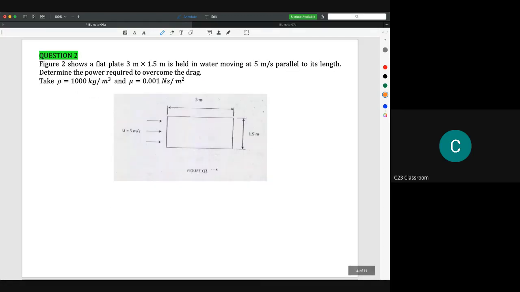So let's see another question. So let's say figure 2 shows a flat plate 3 meters long times 1.5 meters wide, moving at 5 meters per second parallel to its length. Determine the power required to overcome the drag. So now in this question, they ask us to calculate the power. That we could take rho as 1000 kilogram per meter cube and mu as 0.001.